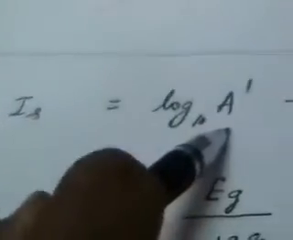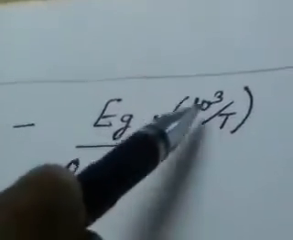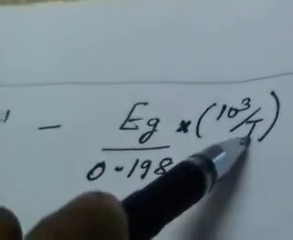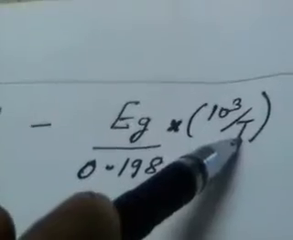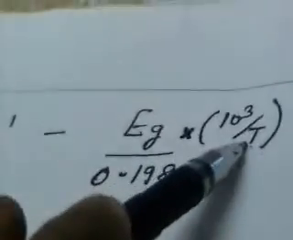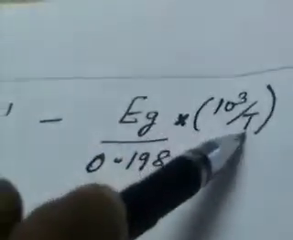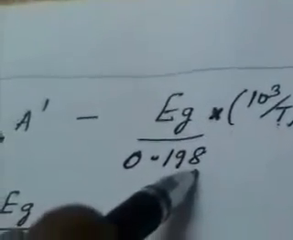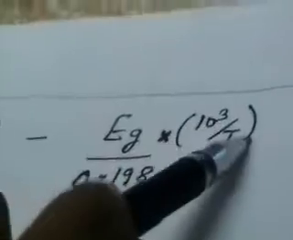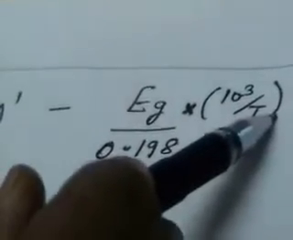This implies that log Is to the base 10 is equal to log A prime to the base 10 minus Eg into 10 to the power of 3 divided by T, once you simplify using the values. I have taken the T also up. When T goes to the numerator it becomes 1 by T, so this will be 10 cubed by T. So it is Eg divided by 0.198, and this into 10 cubed by T will be the value.